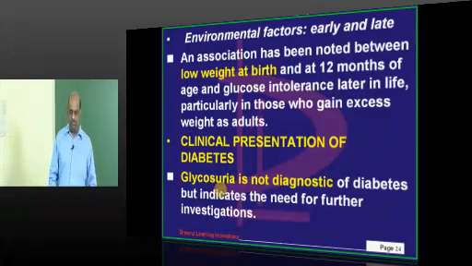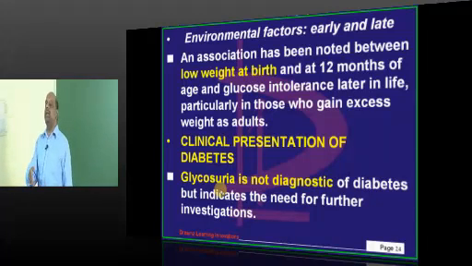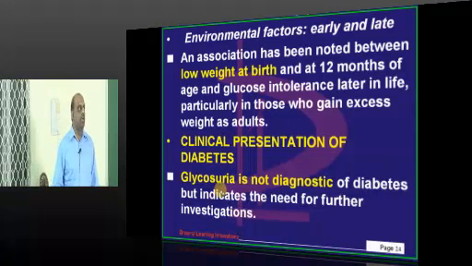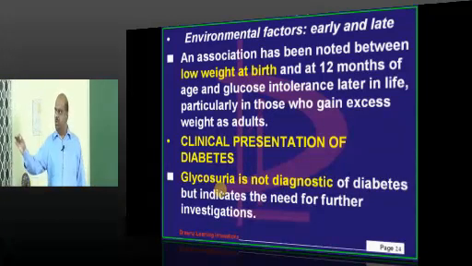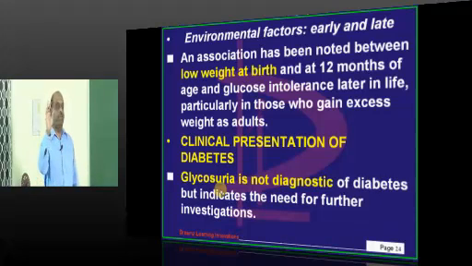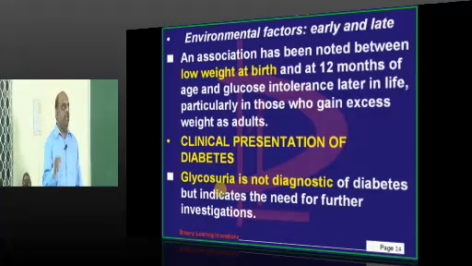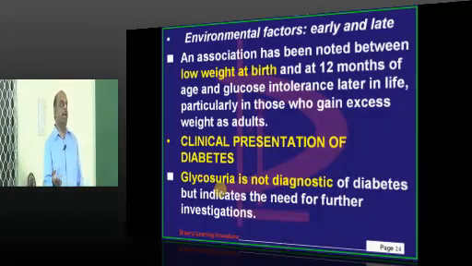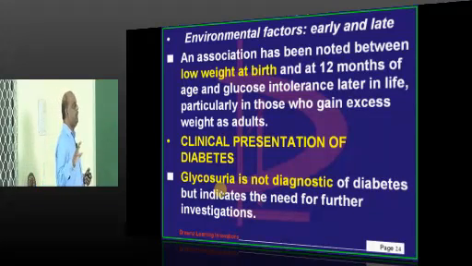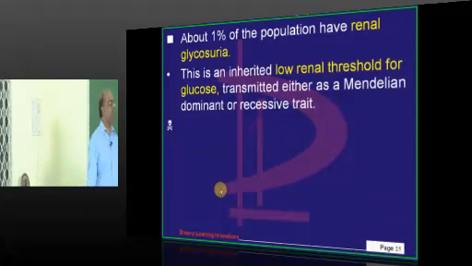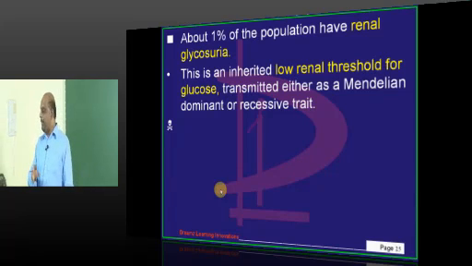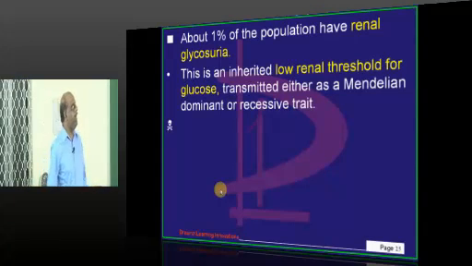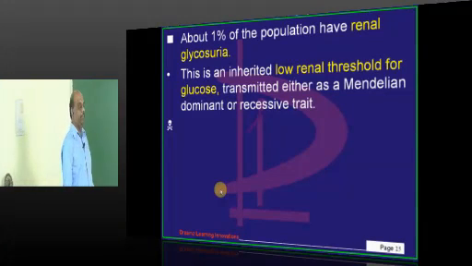Now, what is the clinical presentation? One simple way people come to you is with a urinary sugar report showing the presence of glucose, asking, am I diabetic? But remember, glycosuria is not diagnostic of diabetes. About 1% of the population can still have renal glycosuria.